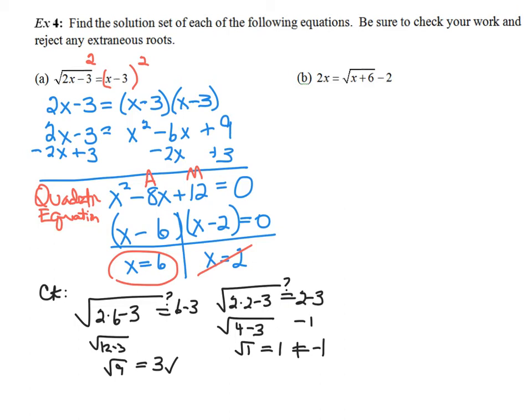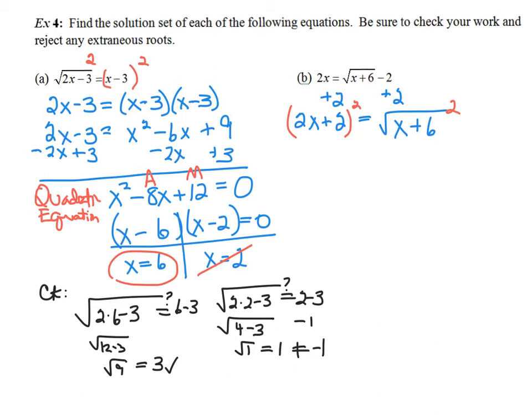Now, for part B, we're going to have to do one additional step before we square both sides. I want to get the radical by itself, so let's add 2 to both sides of the equation. So I have 2x plus 2 is equal to the square root of x plus 6. So let's square the radical side, but on the left side I've got a whole binomial, so let's remember to square the whole thing. Show that by putting that binomial in parentheses.